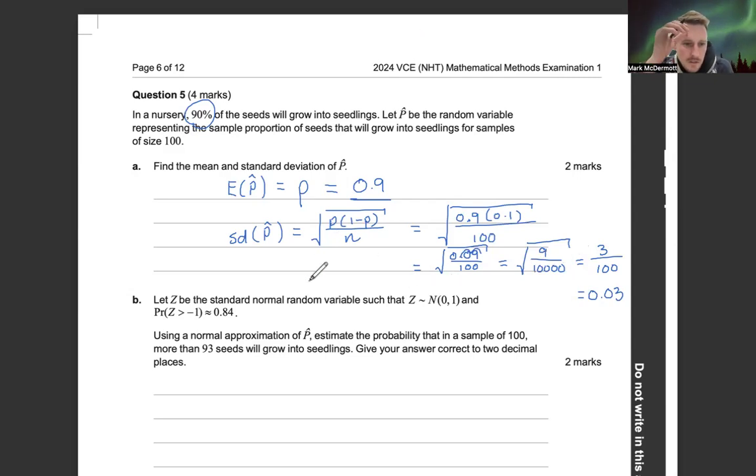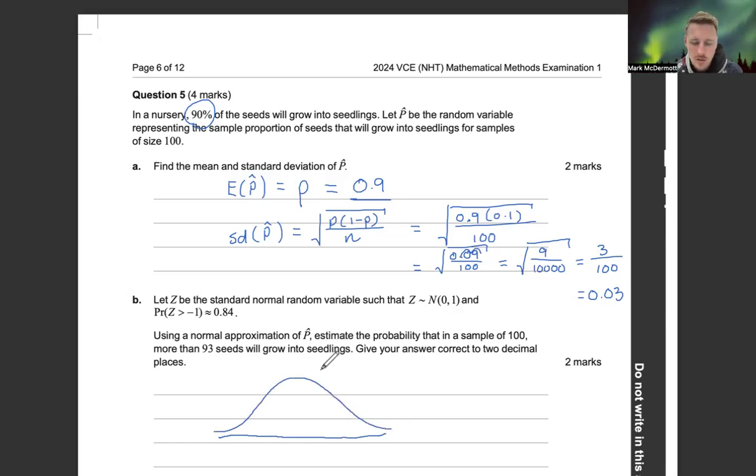All right, this one I'm very sketchy on. Let Z be the standard normal variable such that Z is normally distributed with a mean of 0 and a standard deviation of 1. And the probability that the standard normal random variable is greater than -1 is 0.84. Using a normal approximation of p hat, estimate the probability that in a sample of 100, more than 93 seeds will grow into seedlings. Give your answer correct to 2 decimal places. All right. I am not confident with this one, so let me know what you think.